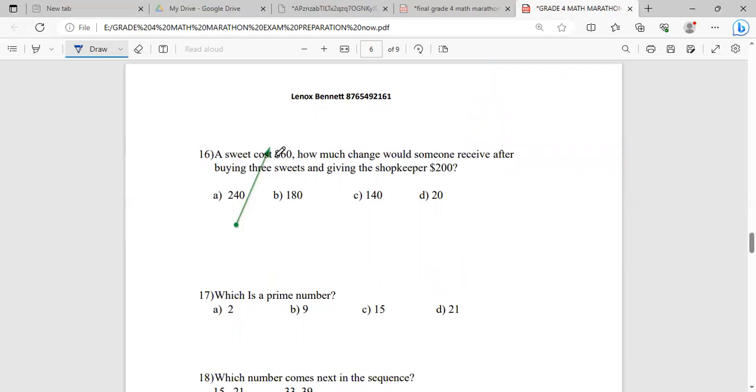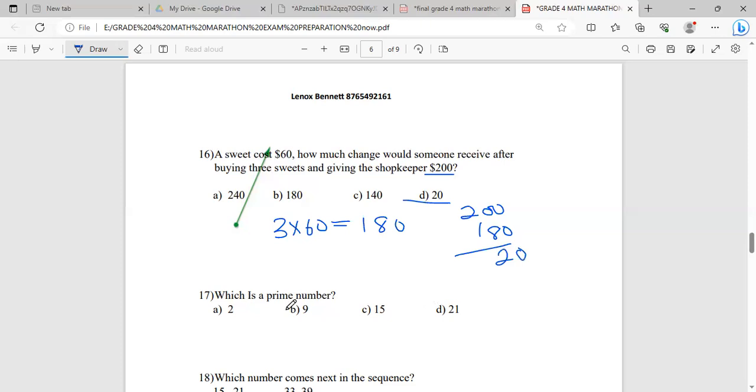A suite costs $60. How much change would someone receive after buying 3 suites and giving the shopkeeper $200? So if one costs 60, to get the total, we'd have to multiply 3 times 60, which is 180. And then we go 200 minus 180. So our answer would be $20. That's the change they would receive.